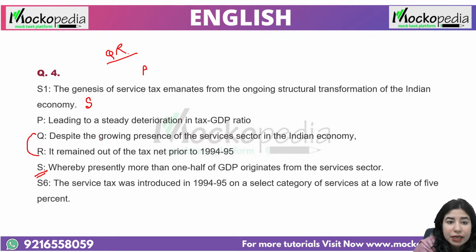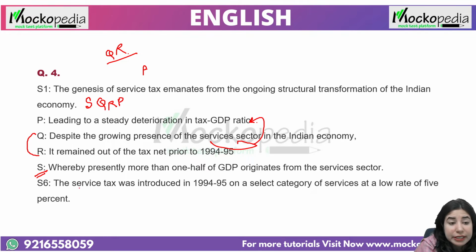So if you'll see, despite the growing presence, it remained out of the tax net. So if something has happened in a negative way, then that negative thing is going to impact a steady deterioration, right? So P is an output to what Q and R are suggesting. So that is the reason P should be placed after QR. So we can go for this placement as QR and P.